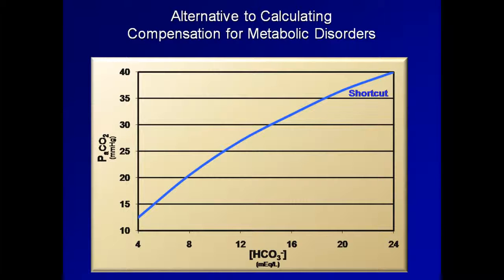How does this formula compare to predictions from the empirically and scientifically derived Winters formula? I'd say it's pretty darn close, especially once you are dealing with bicarb levels under 20 milliequivalents per liter.